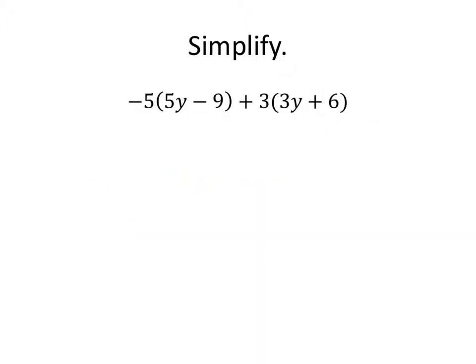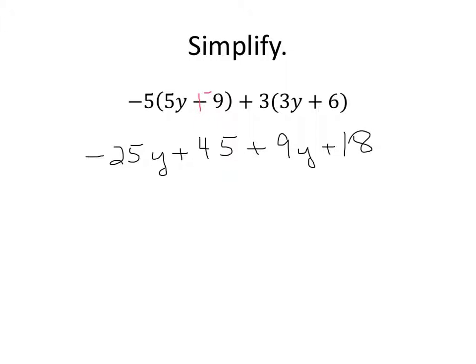Okay, let's simplify this using some of the things we've already been practicing. Let's first change subtraction to addition. That's the only place we have to do that. Next, we're going to distribute the minus 5, so we have minus 5 times 5y plus minus 5 times minus 9 is positive 45 plus 3 times 3y is 9y plus 3 times 6 is 18.